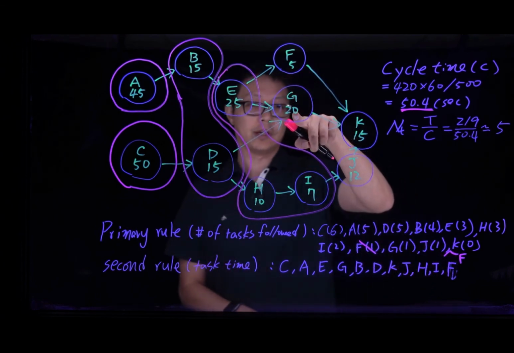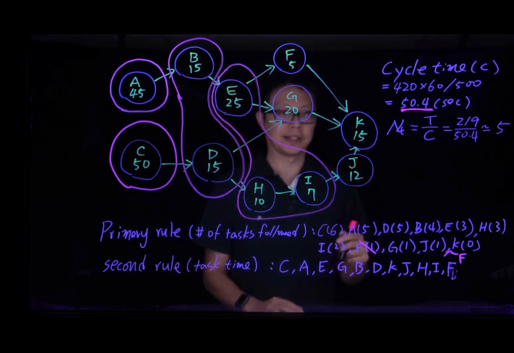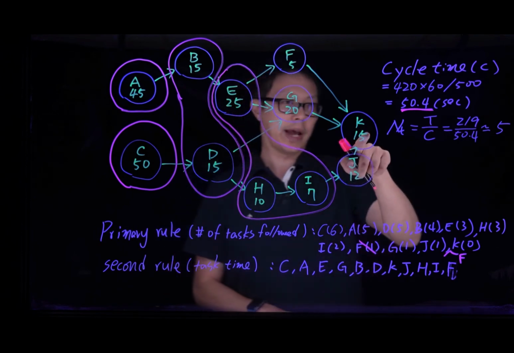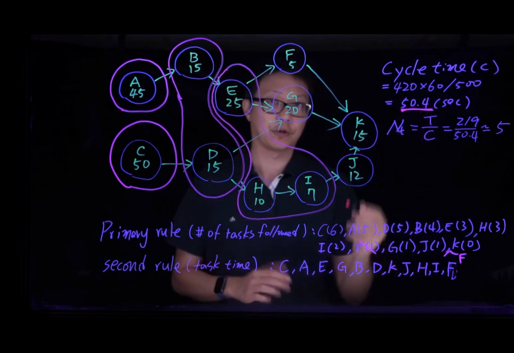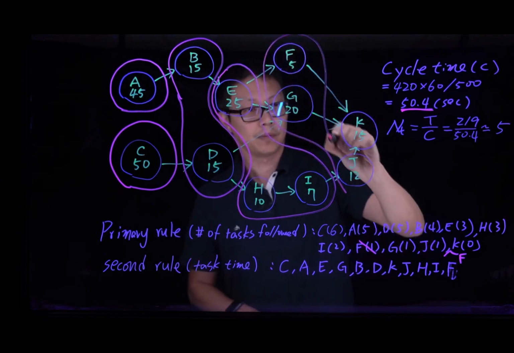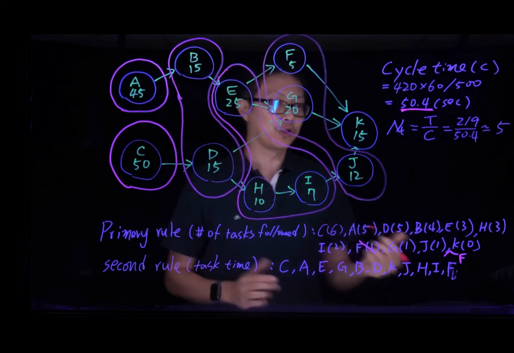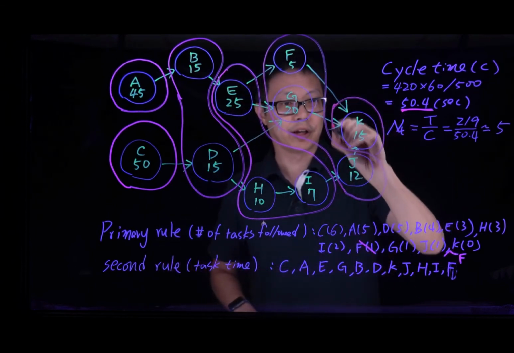So G is 20, J is 12, 32, F is 5, 37. But if I try to add K to that, it will be higher than 50.4, so I cannot do that. The next worker can only work on these three, which means we have one additional worker who will work on the very last job.